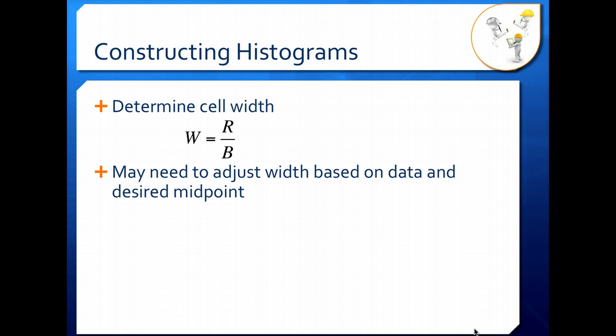Regardless of what you choose for number of bars, your cell width is determined the same way. Your width is your range divided by your number of bars. And so if we use Sturges' rule, this gives us a width of 0.08 ounces. If we use Rice's rule, we have 0.073 as our width. And if we use the square root choice, we have 0.066.